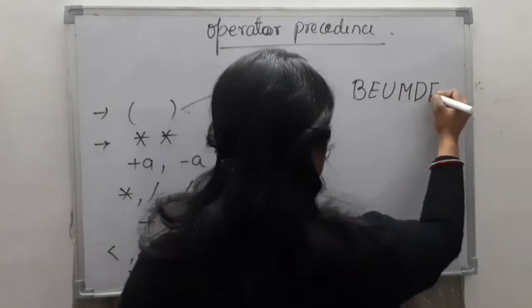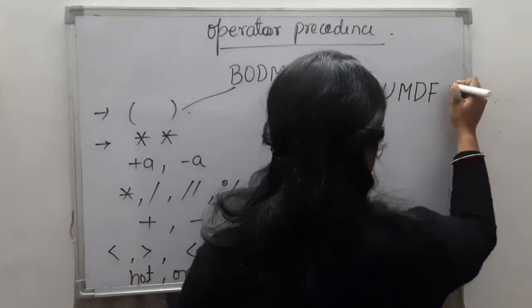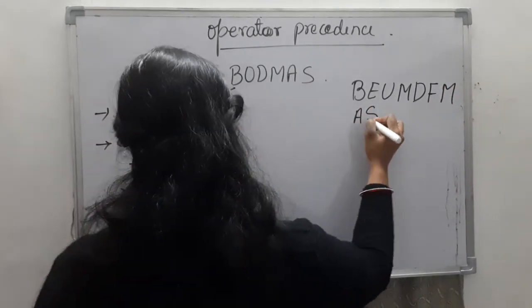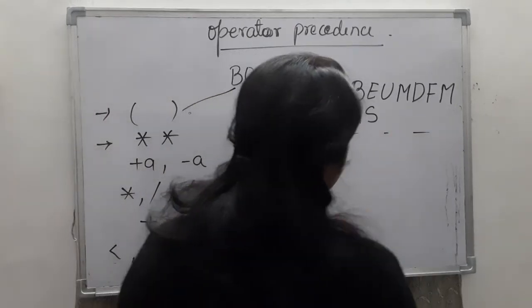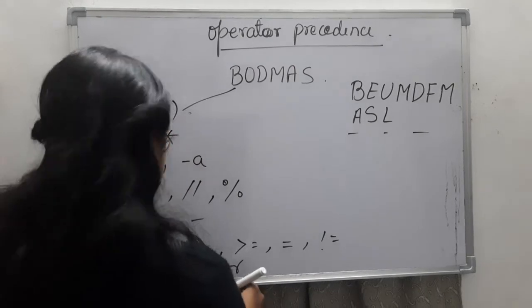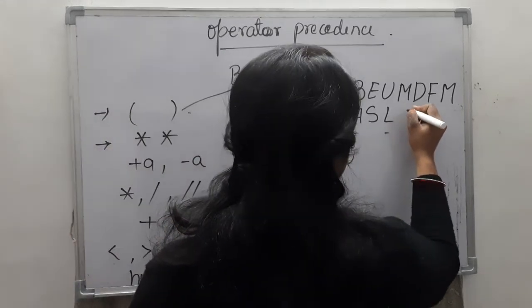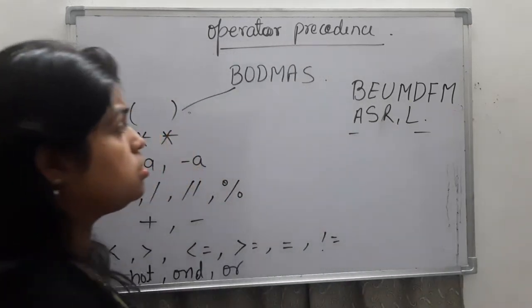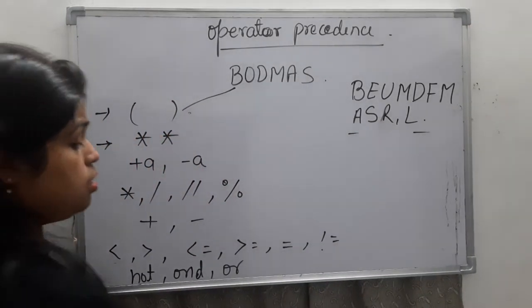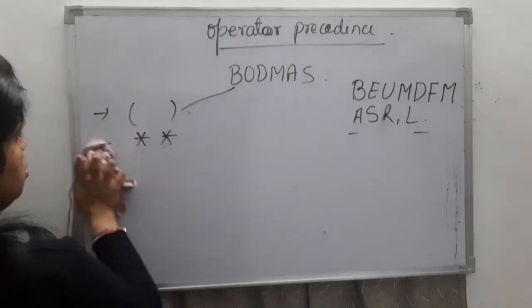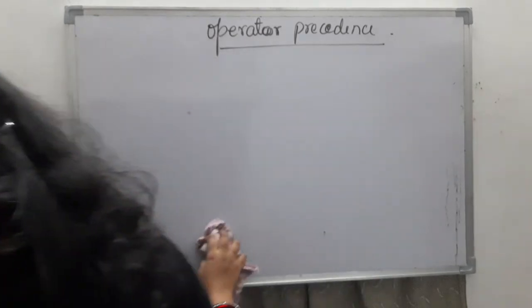After that, addition, then subtraction, then the relational operators, and then the logical operators. So this is a kind of shortcut, but you cannot learn it in a simple way. You can learn it by using the precedence chart that I have created.